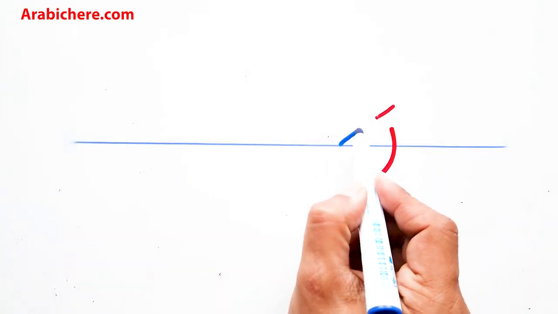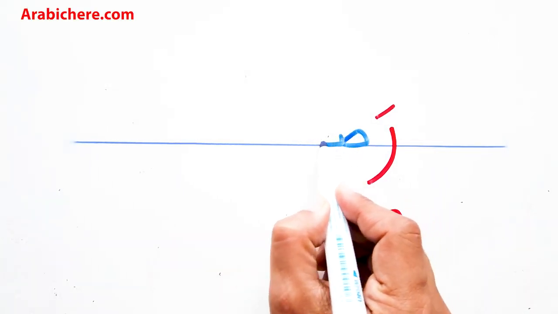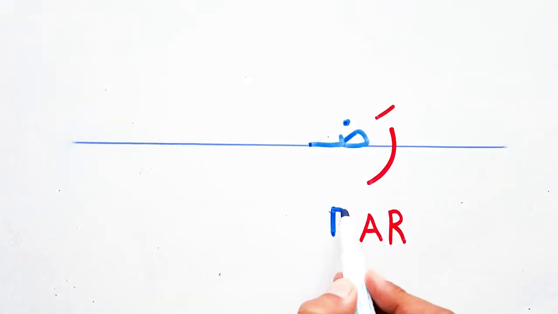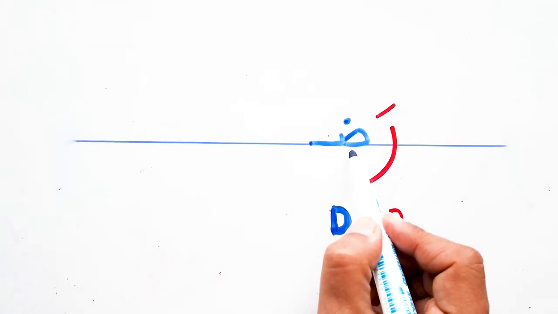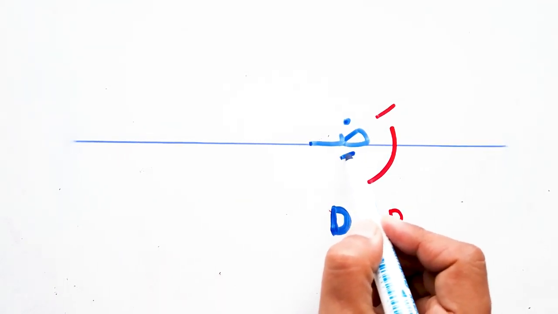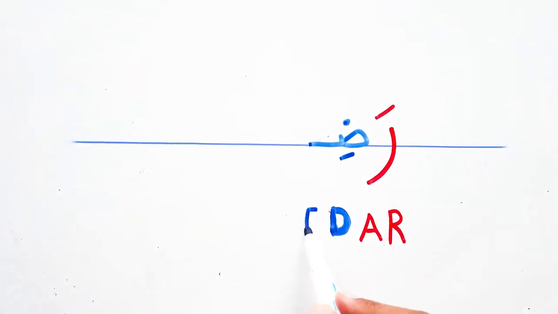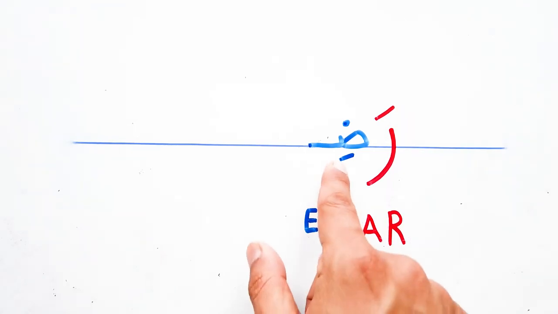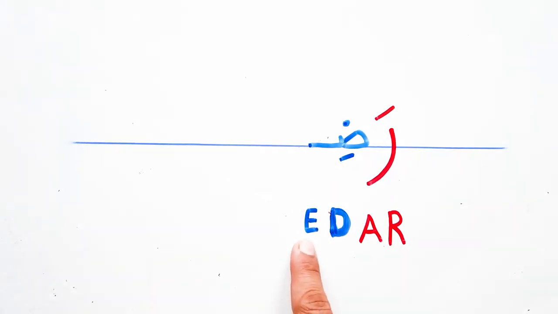D. It's not D, it is a strong D. This letter sounds like strong D. The sound of E. This mark gives us the sound of E. So I'm gonna add here E. So pay attention. When I add this mark on the top, it sounds like A. When I add it under, it sounds like E.